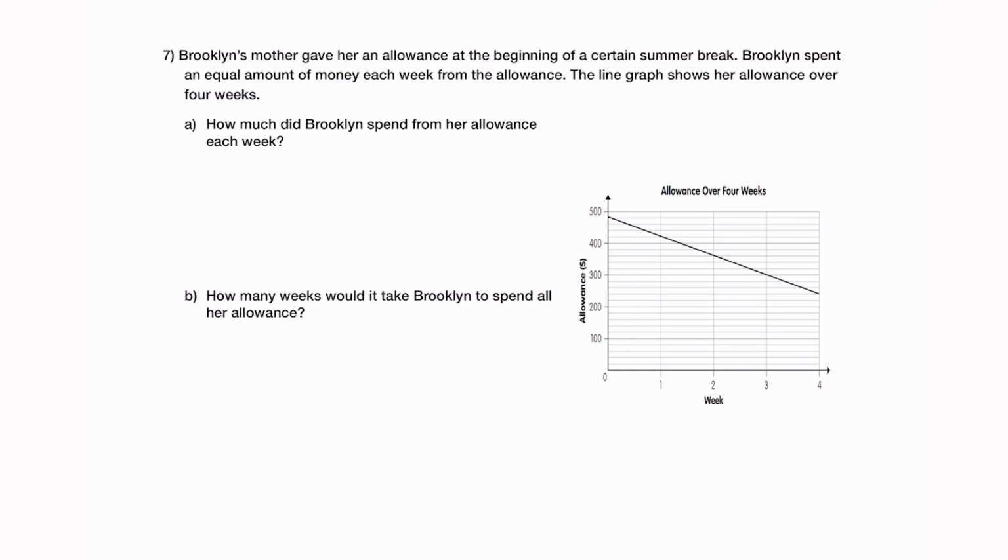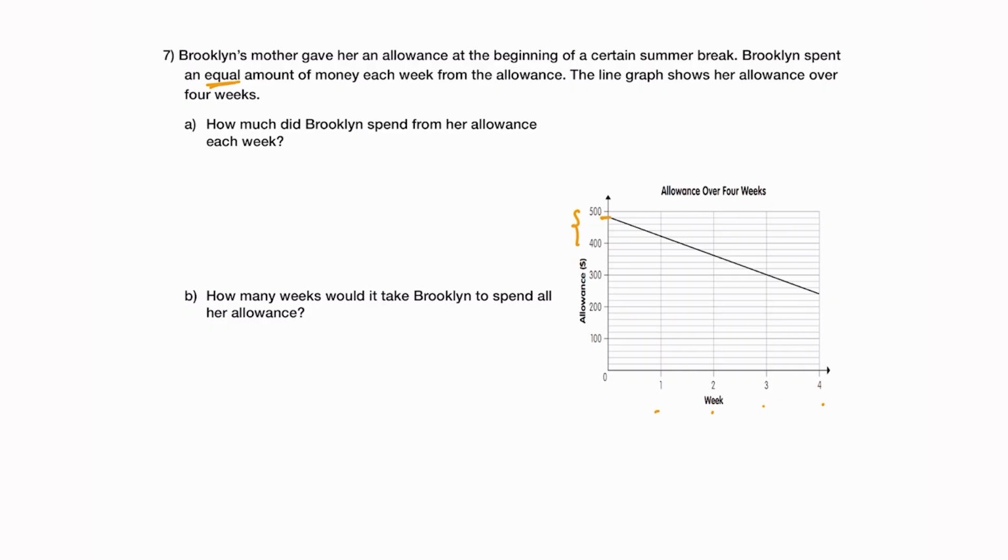Brooklyn's mother gave her an allowance at the beginning of a certain summer break. Brooklyn spent an equal amount of money each week from the allowance. So you see week 1, week 2, week 3, week 4. So every week she's spending equal amount. So if she's spending X amount in week 1, in week 2 also X, in week 3 also X, okay? The line graph shows her allowance over 4 weeks. How much did Brooklyn spend from her allowance each week? So you can compare any 2 weeks and get it because she's spending it equally every week, right? Here if we see this one, this is 400 and 500, 5 lines, which means every line is 20 units, okay?